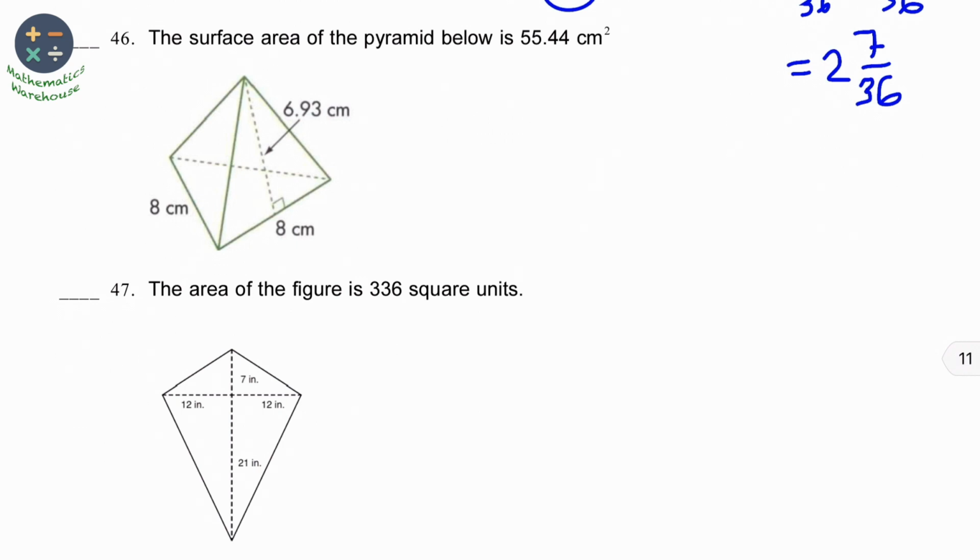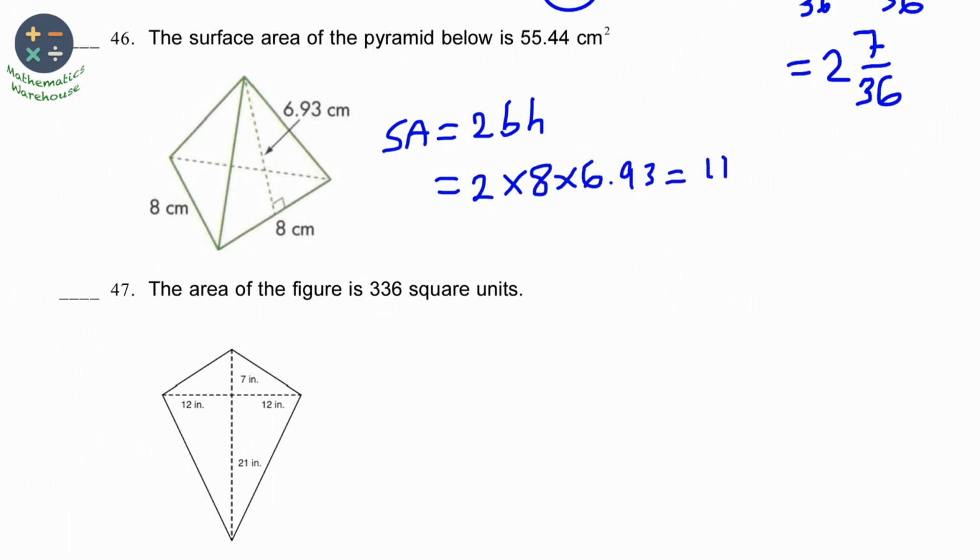Next question. The surface area of the pyramid below is 55.44 square centimeters. As we know, this is a triangular pyramid and its area equals 2BH, 2 times base times height. So it's 2 times 8 times 6.93, which is 110.88. So the answer is false.